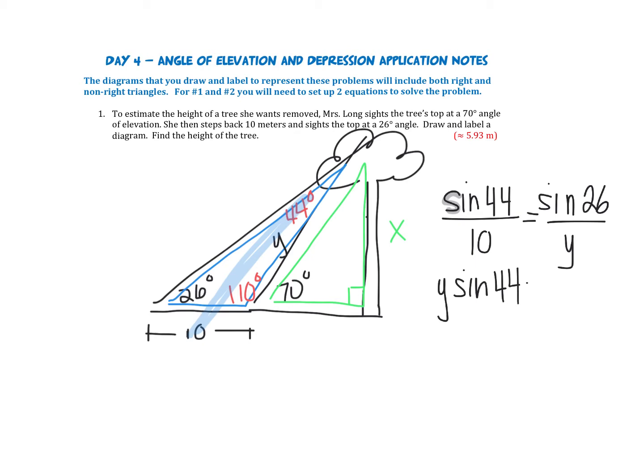So y times the sine of 44 is going to equal 10 times the sine of 26. Divide both sides by sine of 44. We're going to get y equals 10 times the sine of 26 over sine of 44.